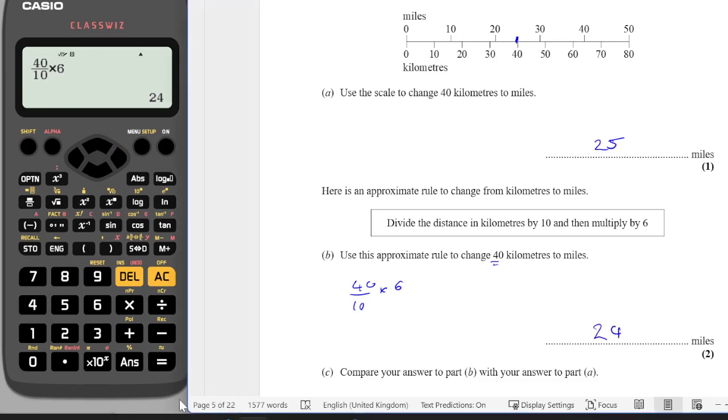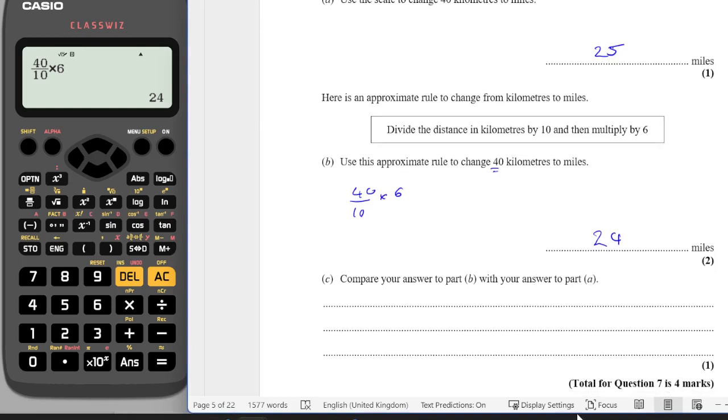Compare your answer to B with your answer to part A. So the two answers are very close. My answer to A is slightly larger, but they're very close.